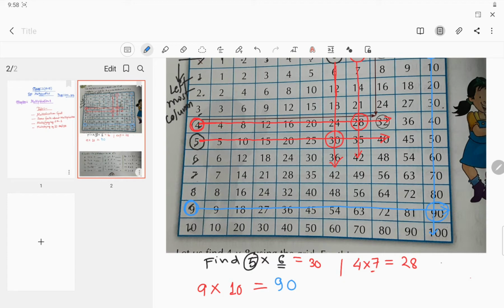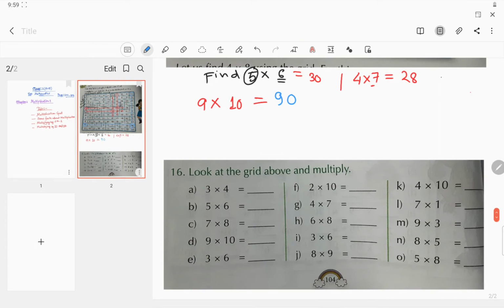So this is the way to do this kind of problem. I think you will do it this way, and it is a very easy problem. Try to learn and do it by yourself, right? Now question number 6, look at the grid above and multiply. You have to multiply using this grid and fill it up. You have to learn and do it first, okay? And I know you will do it easily.